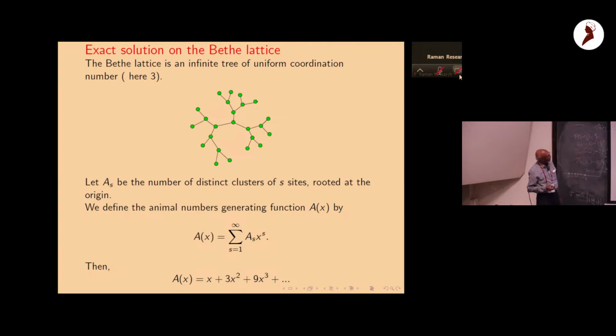So we'll take this graph. It is a tree graph with every site has coordination number 3, branching network. And I will just sit at the origin. And I will ask what is the probability the cluster at the origin has size S. Now the graph can be infinite or doesn't have to be infinite. So long as I don't reach the boundary, I'm doing okay.